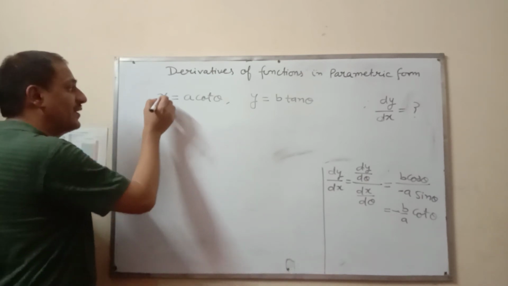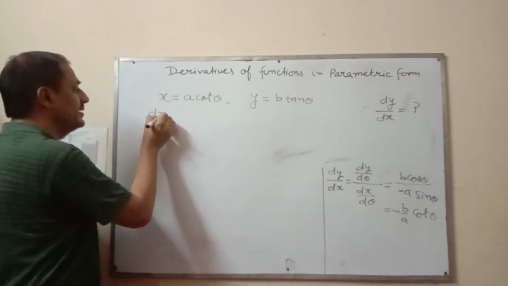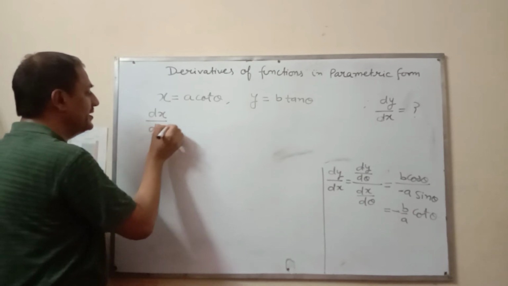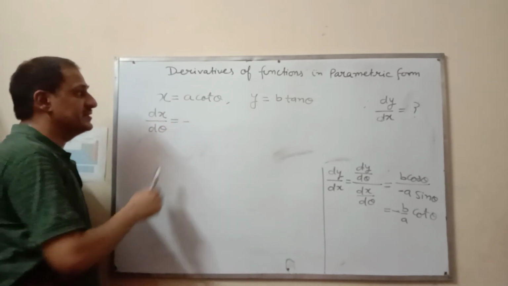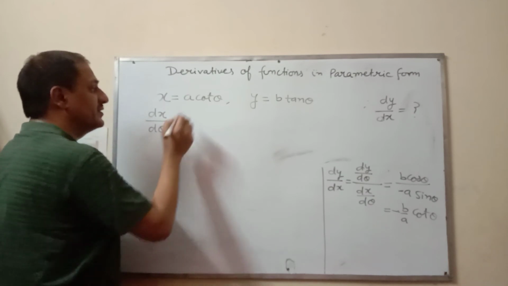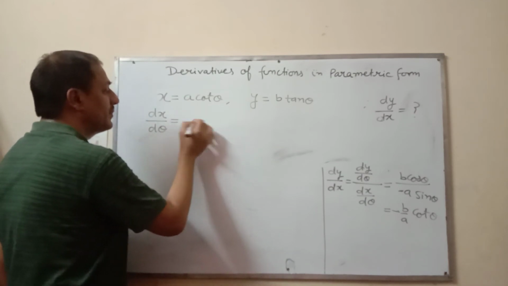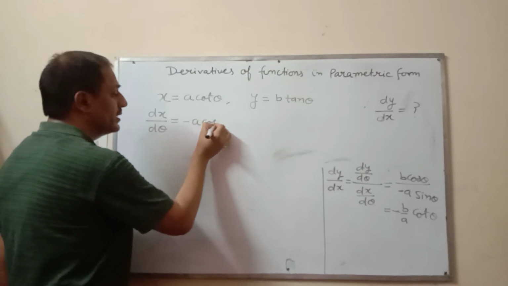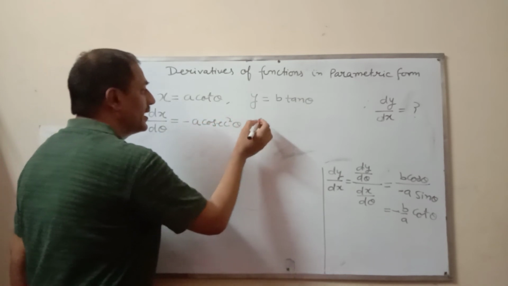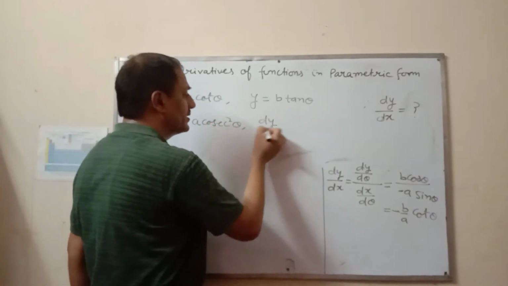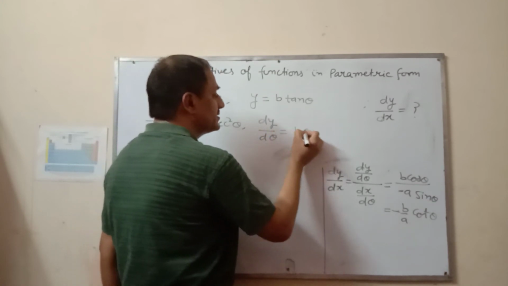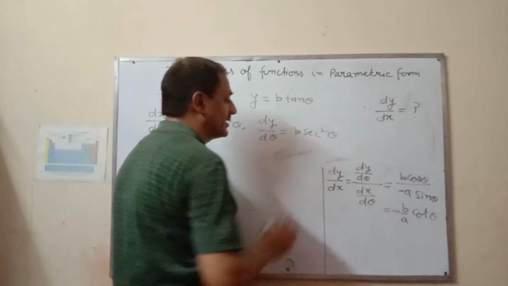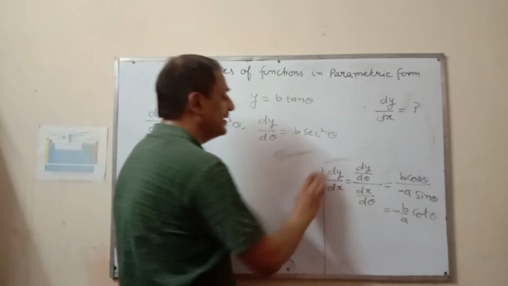First, I will find dx d theta. Dx d theta is equal to what? Minus a, the differentiation of cot theta, which is minus cosec square theta. And dy d theta is equal to b sec square theta. So can you find dy dx, children?